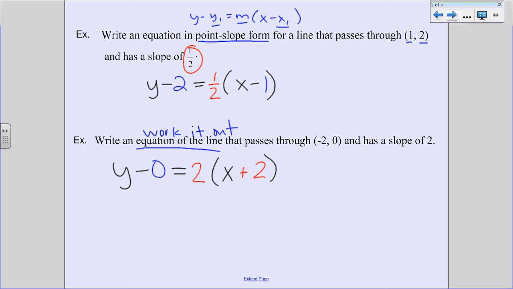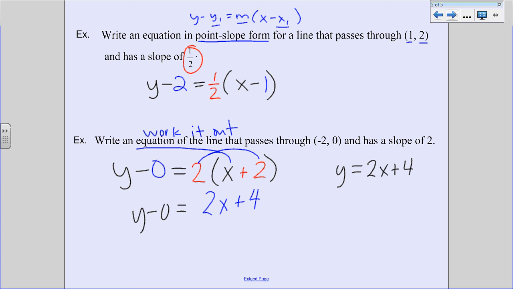Ms. Piper, what should I do next? I plugged it in. Then I need to distribute. You need to simplify this side because y equals mx plus b doesn't have any parentheses in it. So I need to distribute to get rid of those parentheses. Now, ladies and gentlemen, do you really have to do anything with this 0? No, you can just take that away. You're just going to get rid of it. So what's our equation here? Y equals 2x plus 4.